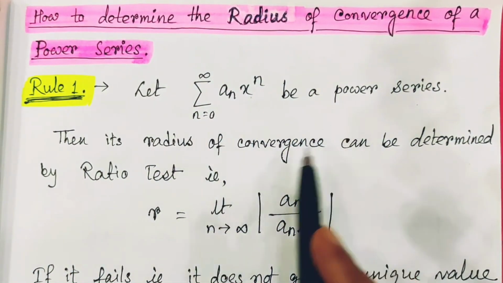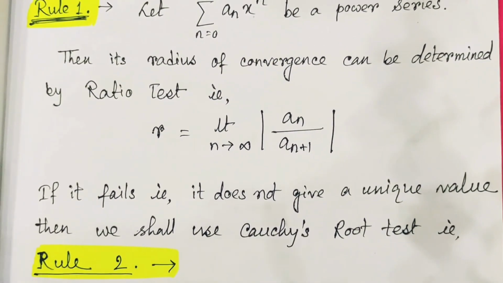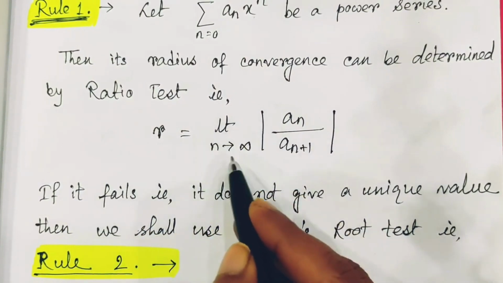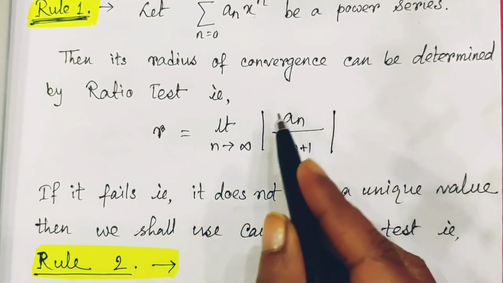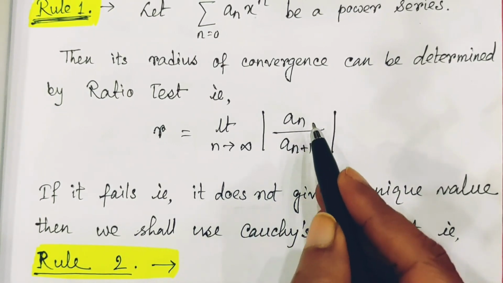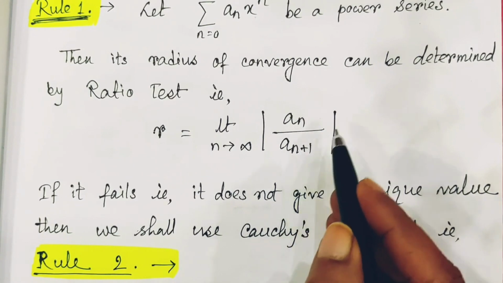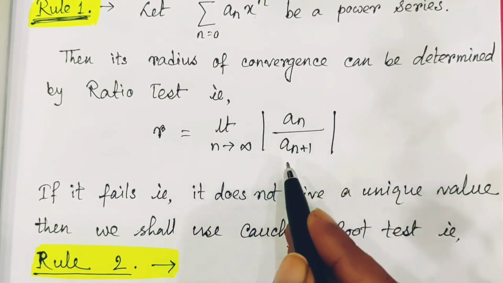For this power series, the radius of convergence can be determined by the ratio test. Here, r, which is the radius of convergence, is equal to the limit as n tends to infinity of mod of an divided by an plus 1. Just observe, this is the reverse of D'Alembert's ratio test. In D'Alembert's ratio test, we take un plus 1 by un. Here we take un by un plus 1.